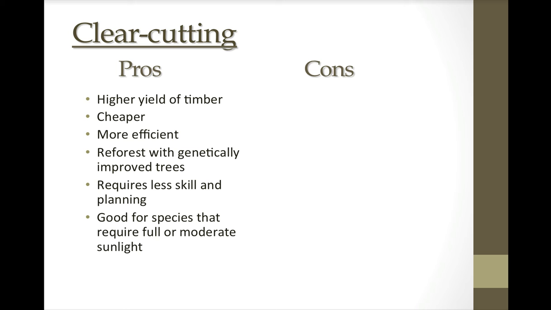And clear cutting ends up being good for species that require full or moderate sunlight. So these are plant species or animal species that do well in the open air with lots of sunlight. Some species are like that, and clear cutting is good for them.